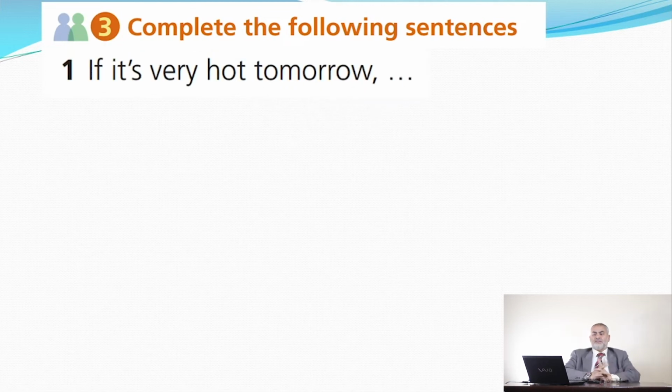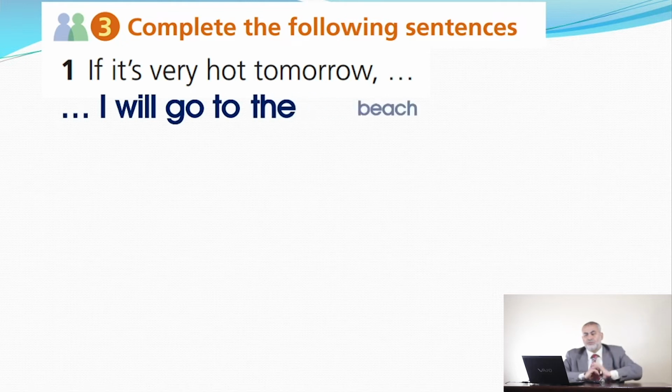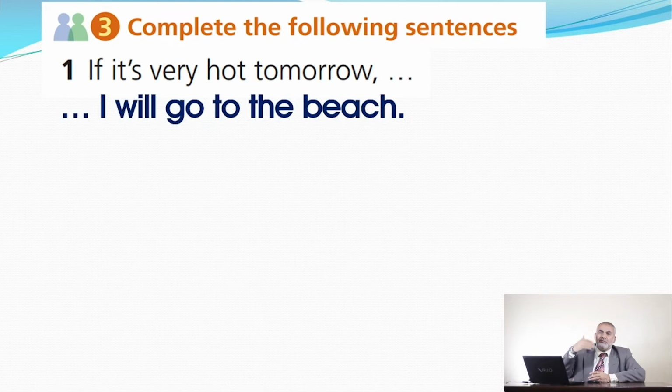Now complete the following. نكمل الجمل if هنا with the result. If it is very hot tomorrow, I can hear someone say, if it is hot tomorrow, I will so and so and so. Or I want, yes, I will go to the beach. If it is very hot tomorrow, I want to go out. If it is hot tomorrow, I want to play football. If it is hot tomorrow, I want to do anything. مش هعمل حاجة في الجو الحار.